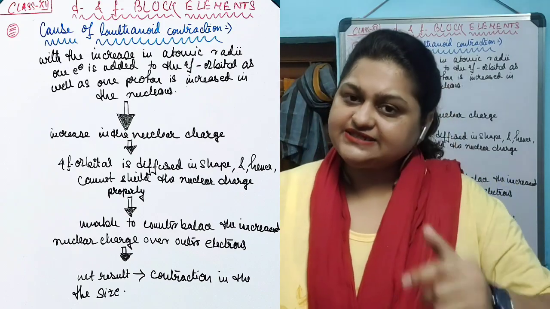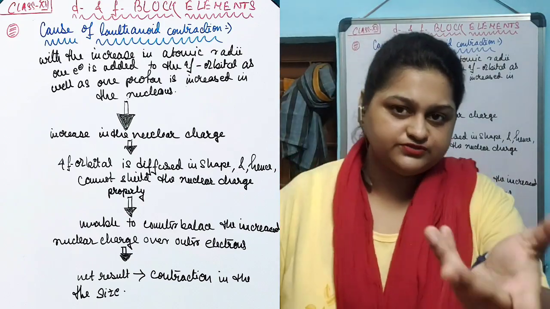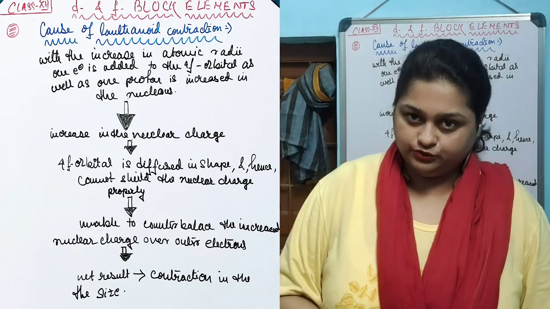Now, this effect of poor shielding of the 4f electrons can be observed to a considerable amount, but the d orbital is also diffused.